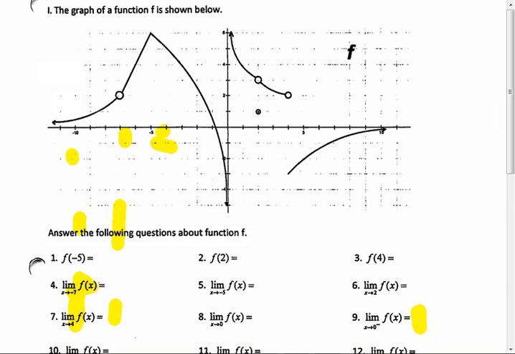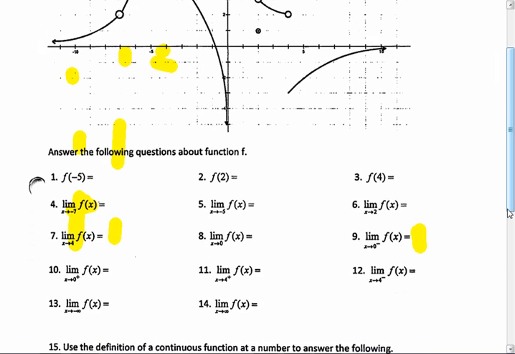To get the answers to the worksheet, let's find f of negative 5. It's 6. Now, this is actually finding the value of the function. What's f of 2? Look right there. 1. I can write it. F of 4.